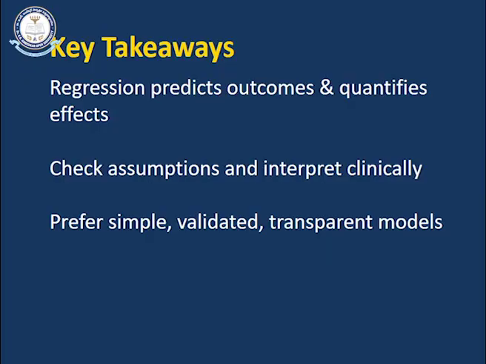So far we have learned about regression analysis. Regression helps us in predicting outcomes and quantifies their effects. The other one is also to check the assumptions. There are a bunch of assumptions like normality and others we have discussed, and then we have to also interpret clinically. And as far as possible, you should prefer simple, validated and transparent models to have better effects. With that, we come to the end of this regression analysis.